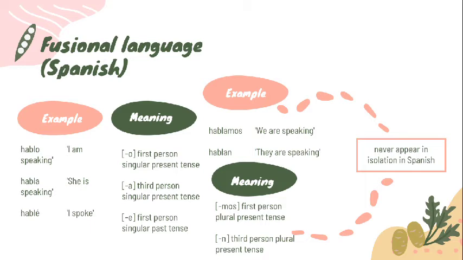For more examples, they are hablamos, which means we are speaking, and hablan, which means they are speaking. The suffix mos means first person plural present tense, and the suffix an means third person plural present tense. For the last examples, they never appear in isolation in Spanish.